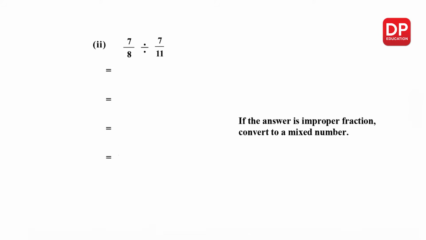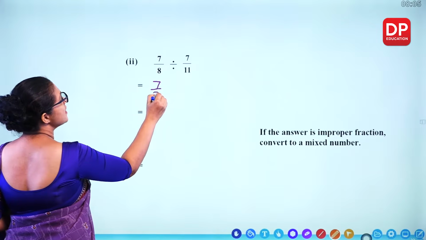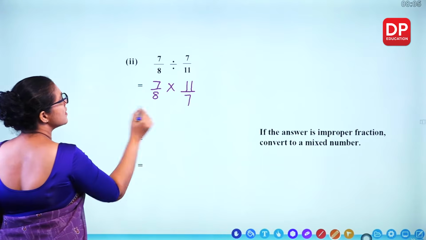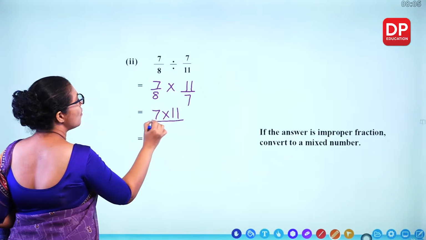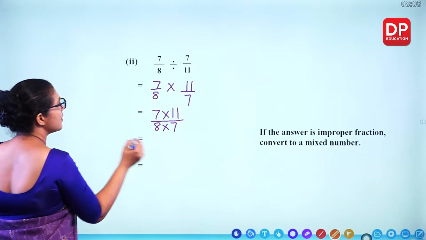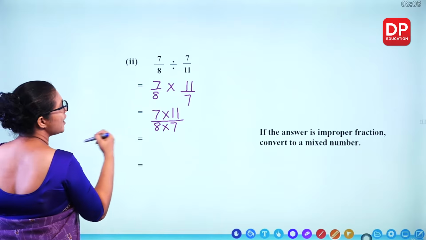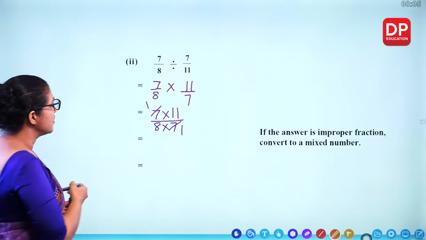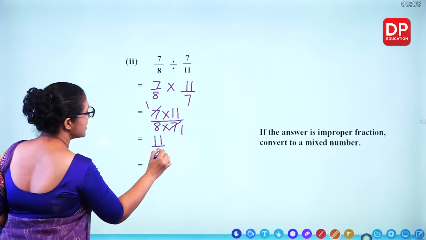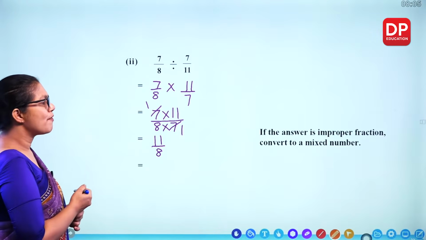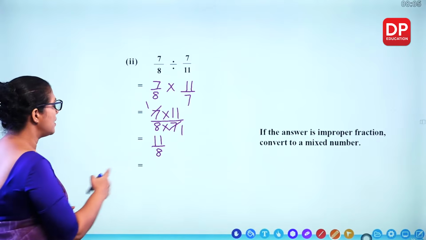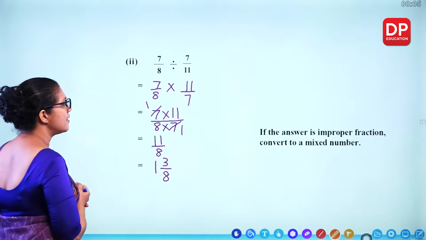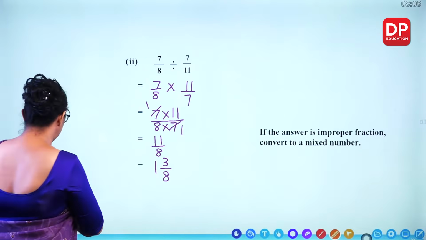This one, 7 over 8. Convert to multiplication by taking the reciprocal of this. 7 times 11 over 8 times 7. Now, can you simplify? 7 times 1, 7 times 1. So you get 11 over 8. So if the answer is an improper fraction, convert to a mixed number. 8 times 1, 8. 3 remaining. So 1 and 3/8.